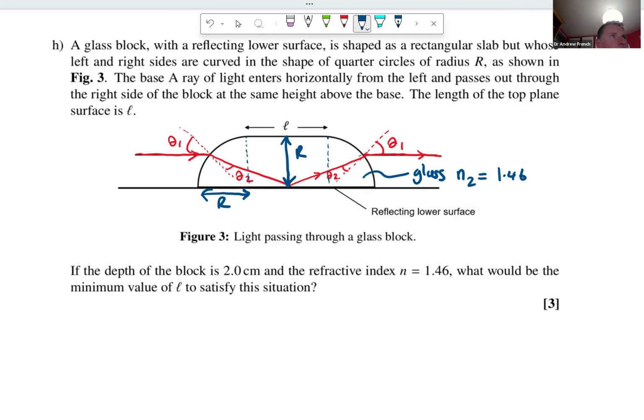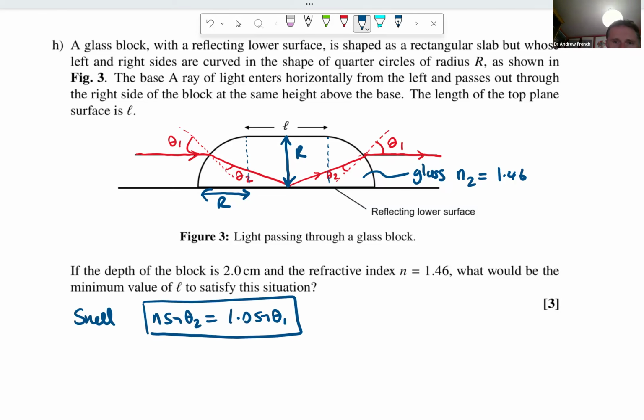All right, so now what we're trying to find is, well, we can do Snell's law, for example. We can say that n sine θ2 is going to be 1.0 sine θ1, because we've got air at the top and glass here. So we're assuming this is air. We don't care about the lower surface. Now, it's talking about if the depth of the block is 2 centimeters, what would be the minimum value of L to satisfy this situation here? So the situation we've got, what's the minimum value of L?